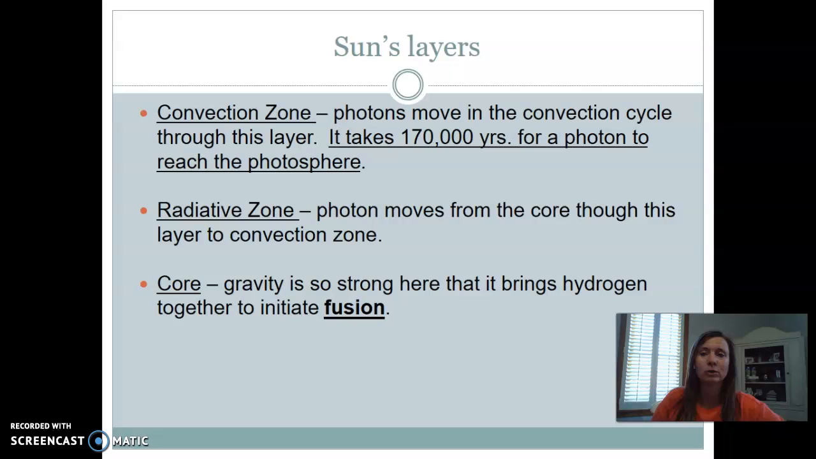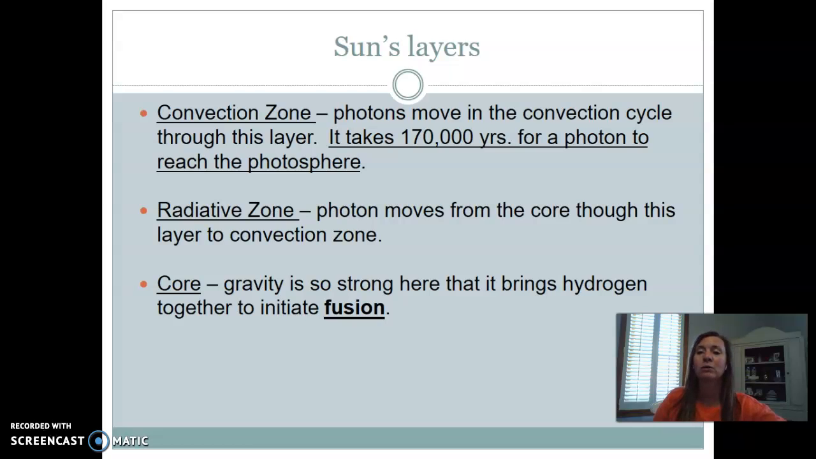Today we're really going to focus in on these three layers: our convection zone, radiative zone, and the core. These are the inner part of the sun, and also of other stars too. Don't think that this is just a one-time deal for our sun. All stars are doing the same thing, and we'll wrap this all together a little bit more as we move forward and start talking about the life cycle of a star.